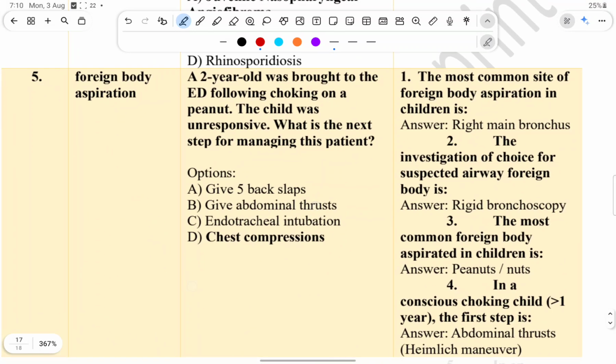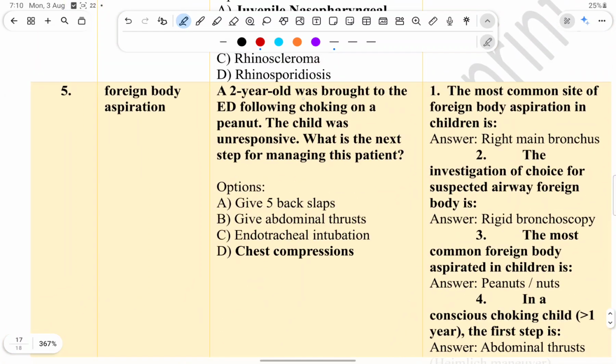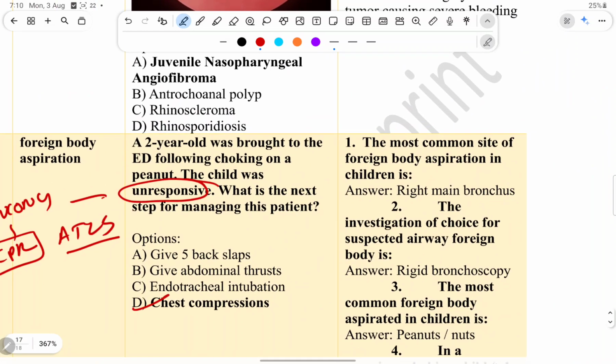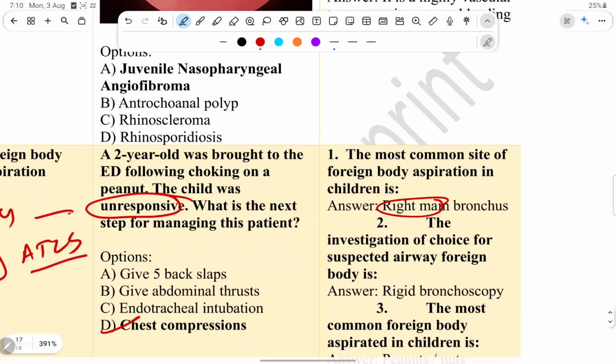Next is foreign body aspiration. A 2-year-old child was brought to the ED following choking on a peanut. The child was unresponsive. Since unresponsive means unconscious, we will continue CPR as per the ATLS protocol and give chest compressions. The most common site for foreign body aspiration is the right main bronchus. Why? Because the right bronchus is more straight as compared to the left bronchus. The right bronchus is more straight, wide and short as compared to the left.